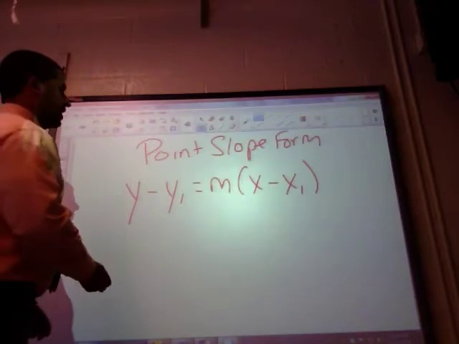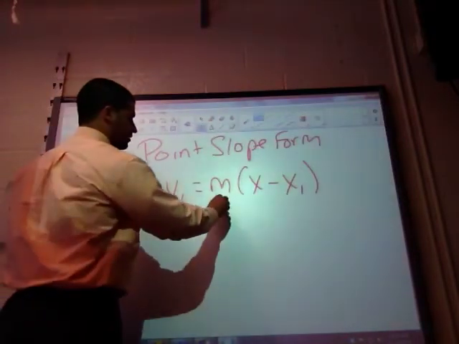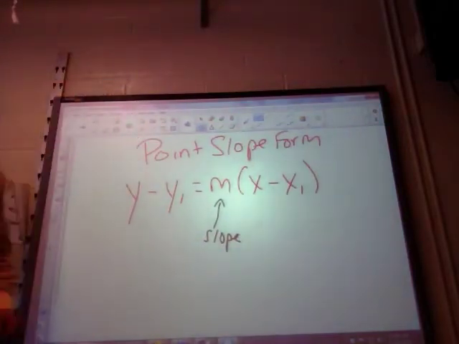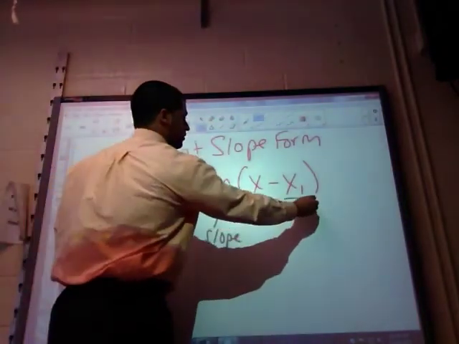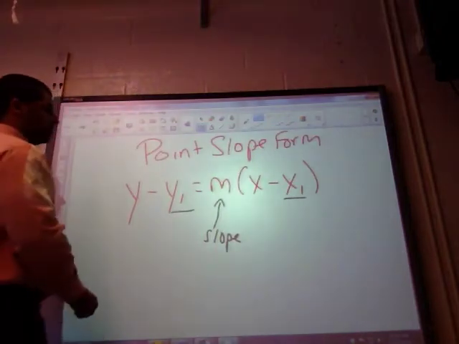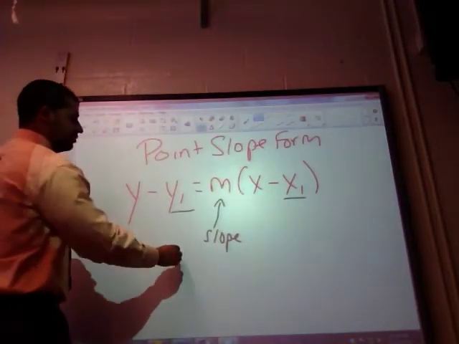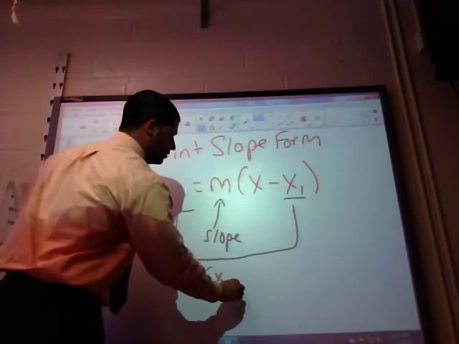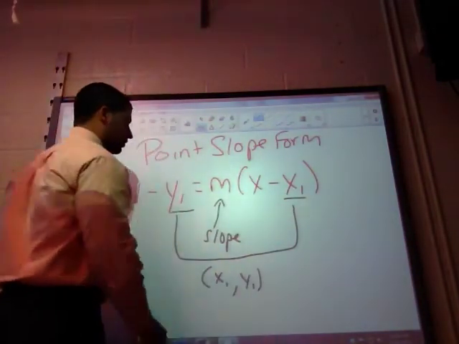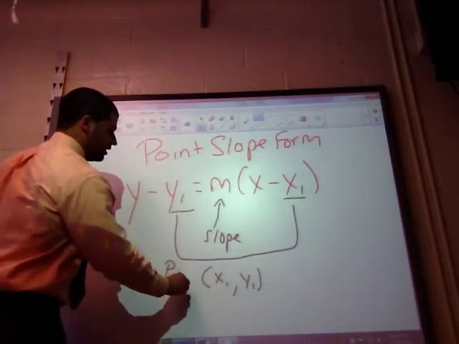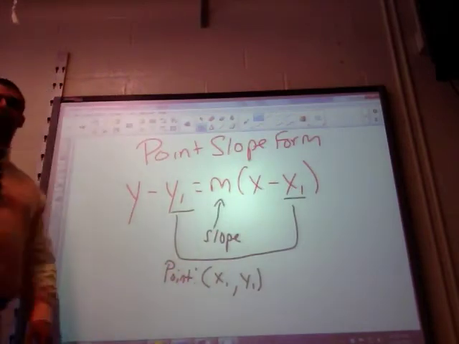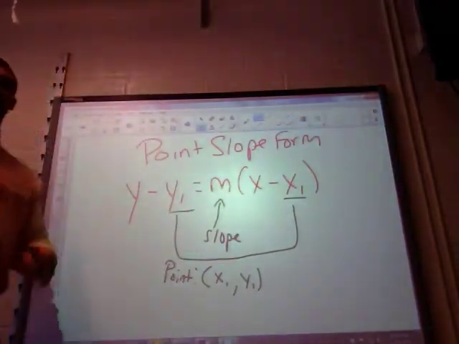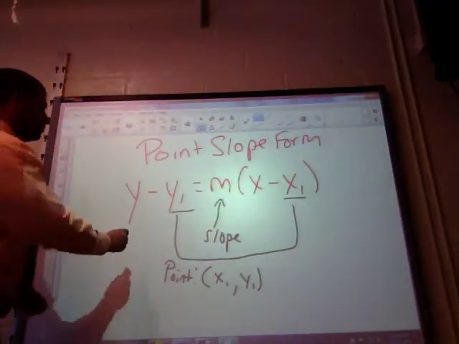So in point-slope form, we have different parts. M, we already know is our slope. Right? M was slope before, still slope now. So we have an x1 and a y1. Those have come from coordinates in the past. So these two parts of our equation come from the coordinate x1, y1. So that's just a point. Now I think you can figure out why this is called point-slope form when we use a point and a slope. How we use them I'll get to in a second.